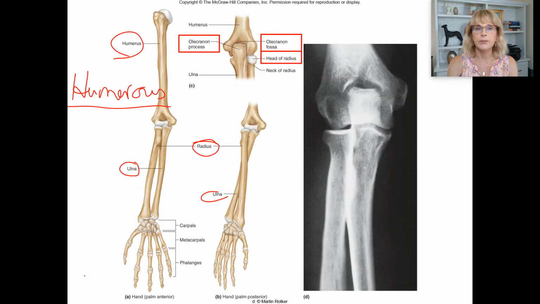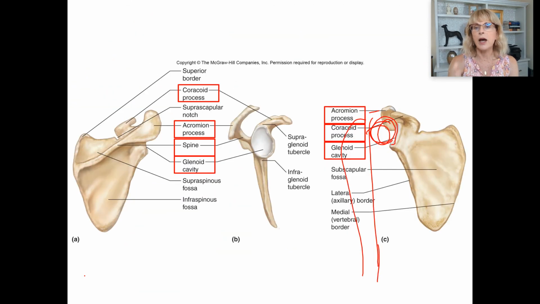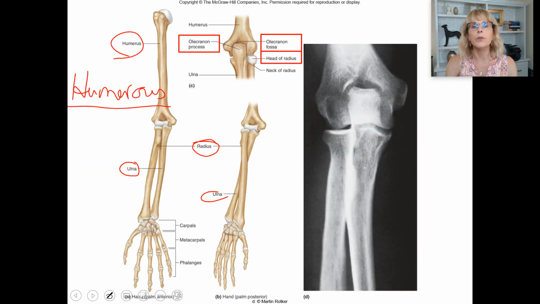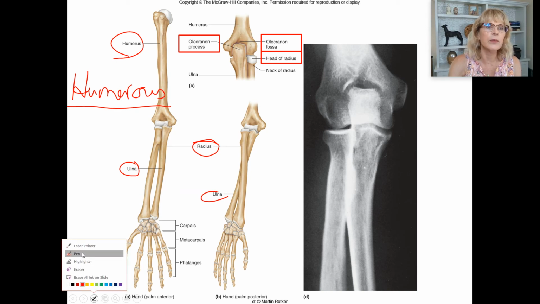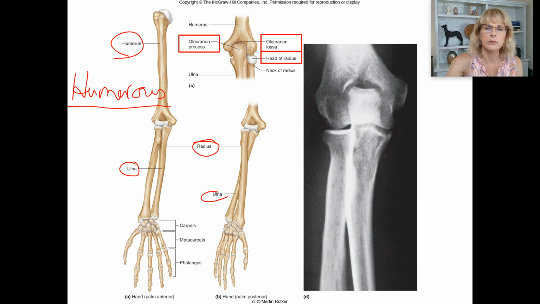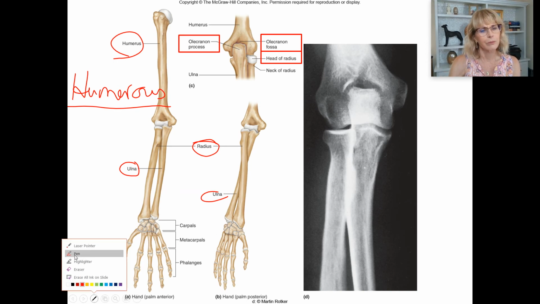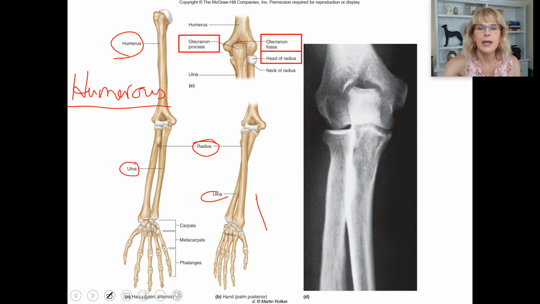The humerus has got a ball because the ball fits in that ball and socket joint that is called your shoulder joint, right? Now, the ball that is on the humerus, is it a full ball? No, it's kind of like half of a ball. To me, it seems like half of a ball. It's kind of like that.